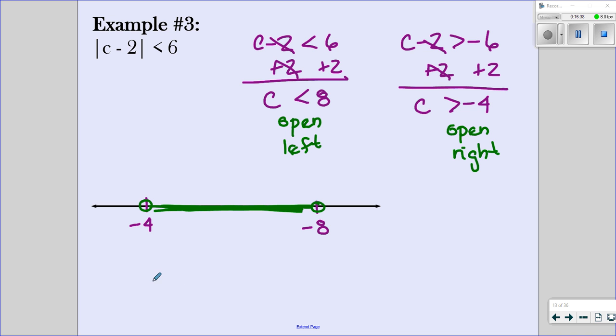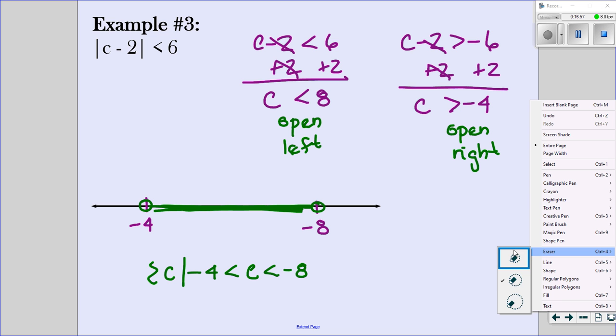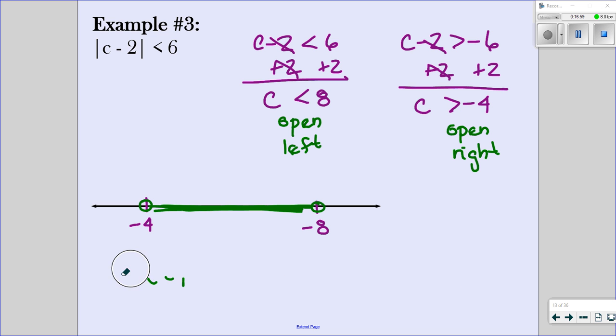So then my statement will be c, negative 4 is less than c, but less than negative 8. Oops, I messed up with that one. Let me remove this one. I just realized what I did.